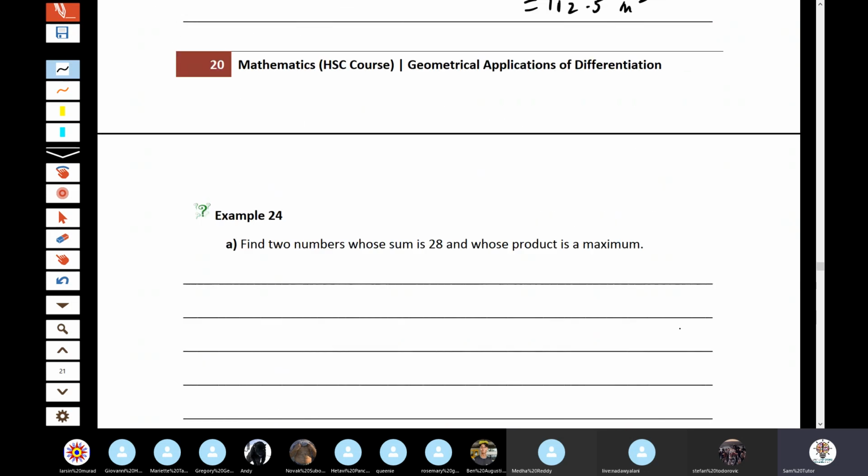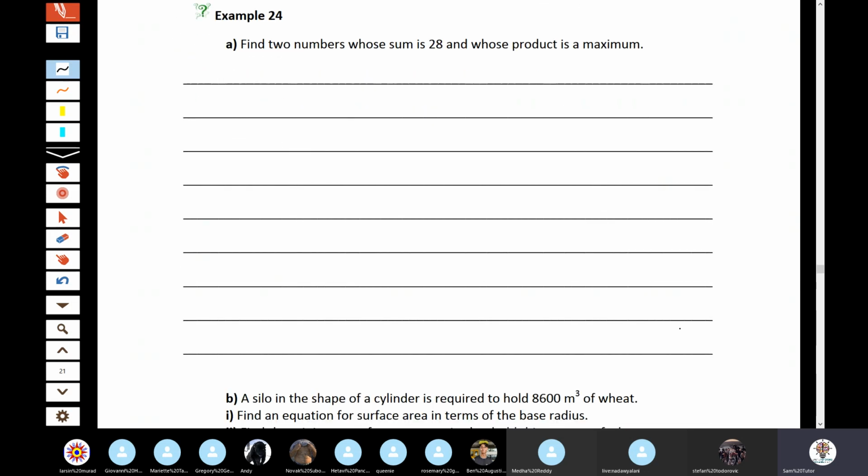All good? All right. Here, find 2 numbers whose sum is 28 and whose product is a maximum. So what would you do? What's your first equation? Sum is 28. That's what I think as well. So there's your one equation with 2 letters. You need another equation with 3 letters. So P equals XY.